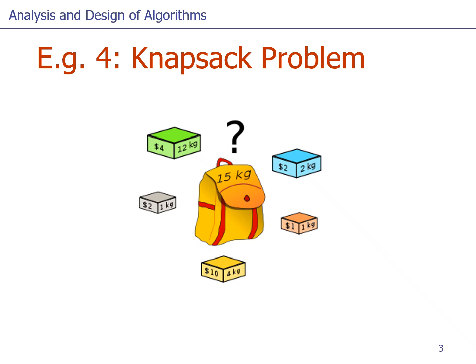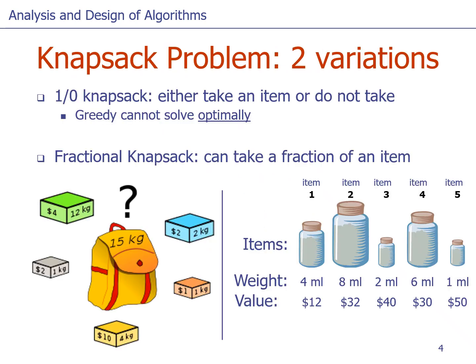Okay, there are two variations of the knapsack problem. This is what's called the 1-0 knapsack, which means either you take an item or you don't take an item. So either you take, if you look at the figure at the bottom left, the 4 kilos, or you don't take the 4 kilos. Okay, now greedy algorithm design cannot solve this one optimally. Okay, and we will talk about that shortly.